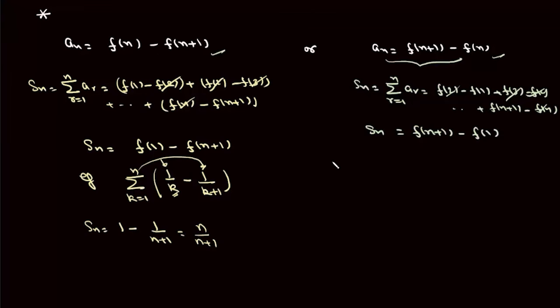Now if we consider an example, suppose we have this summation, k varies from 1 to n, k plus 1 square minus k square. So clearly in this case, fn is n square. So this result will be fn plus 1, which is n plus 1 square, minus f1, and f1 is simply 1.